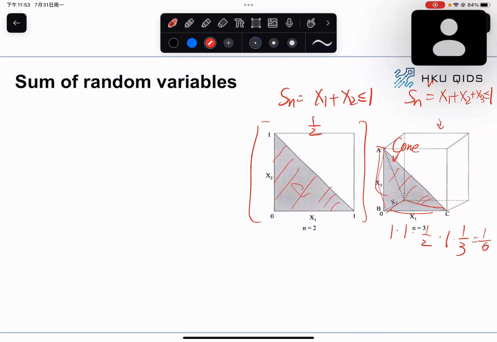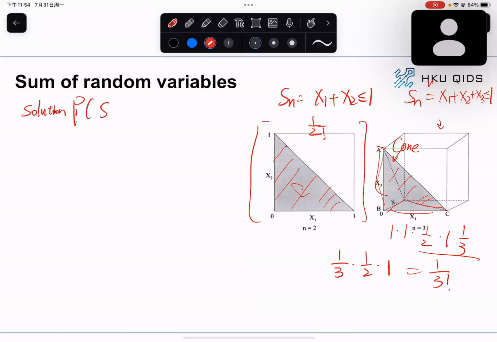But let's stop here. Sometimes you do not want to solve this question too fast, right? This is 1/3 multiplied by 1/2 multiplied by 1, which is just 1/3 factorial. And this is 1/2 factorial. So we may guess that the solution, P(Sn less than or equal to 1), is going to be 1/n factorial.